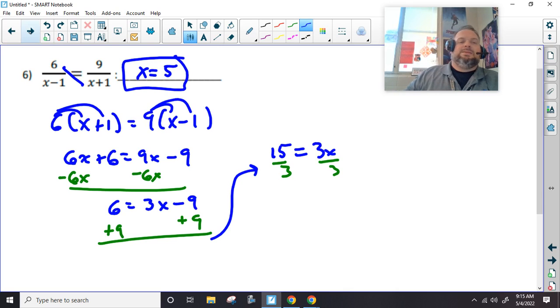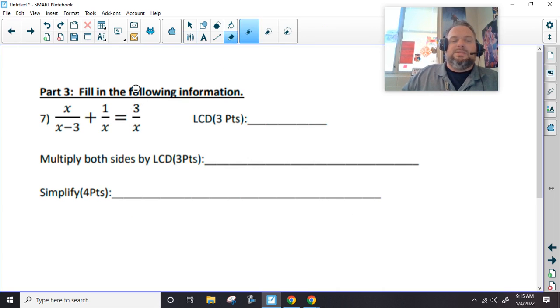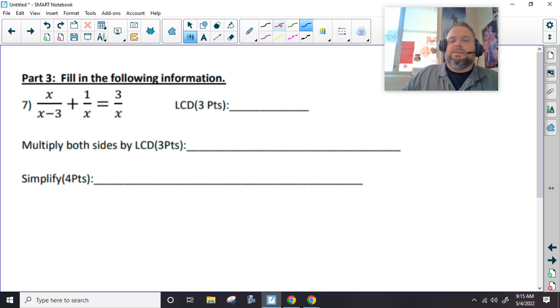All right. Now, I only had one student ask me questions on these directions and how to fill this in. So I'm hoping everybody else kind of figured it out. If not, you're about to. You get three points for saying what the least common denominator is. So what would be the least common denominator for this problem? Exactly. X times x minus 3 quantity. Putting that in there gives us 3 points.